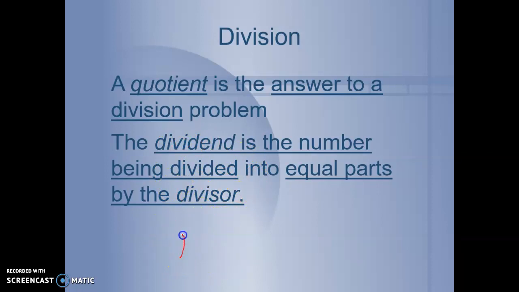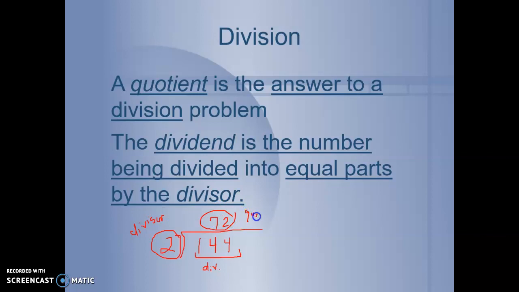So let's say that we write a good old-fashioned division problem here, and we want to divide 144 by 2. We've got three different parts. The dividend is our large number here. It's the number that we're starting with. That's our dividend. It's being divided into equal parts by our divisor. Here's our divisor. And what we have here is our quotient.